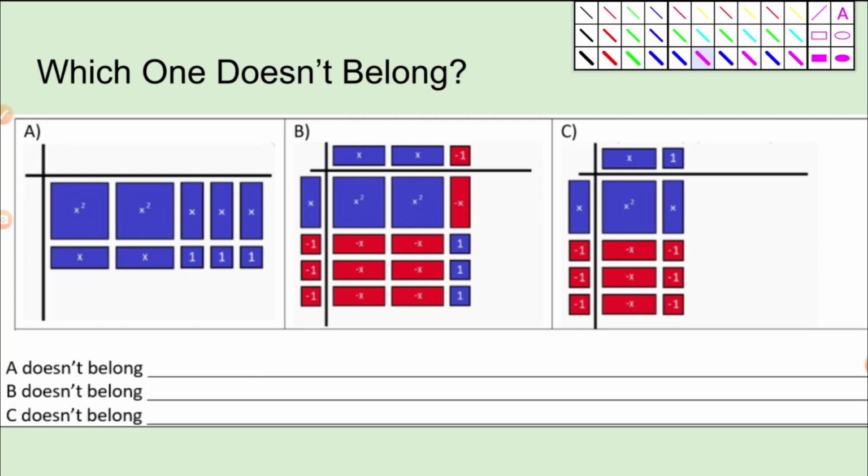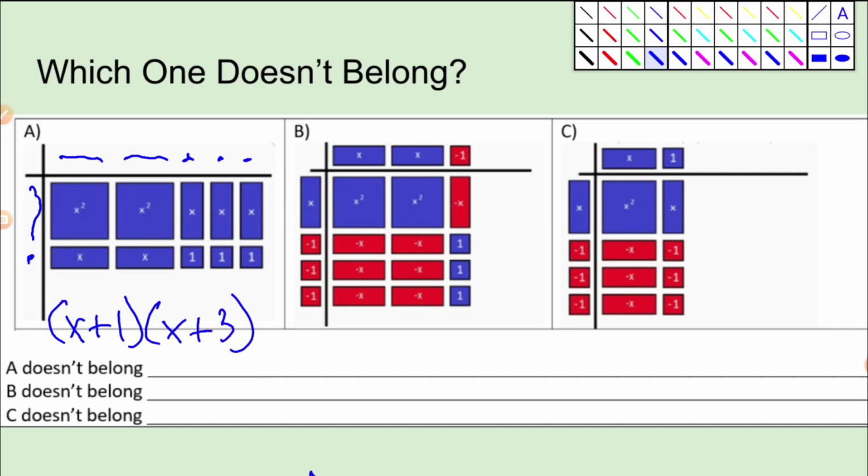If I'm looking at A, first thing I notice on A is that we're missing the factors on the side. So I know that there would be an x tile that goes here, an x tile goes here, a 1 unit, a 1 unit, a 1 unit, an x tile on this side, and a 1 unit there, which means that this would factor out to be an x plus 1 times an x plus 3. So there are the factors for that area right there, for that rectangle.